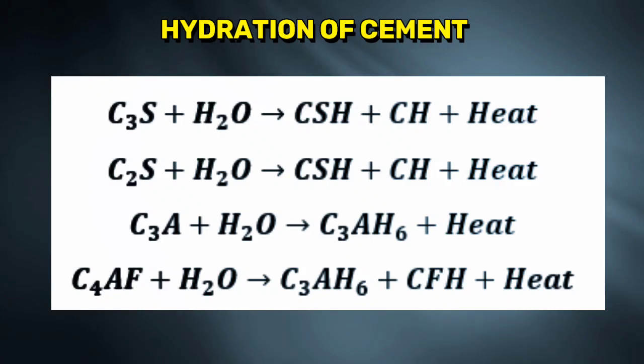Now, gypsum is actually added to Portland cement to retard the C3A hydration. Okay, without gypsum being added, C3A hydration will cause the Portland cement to set almost immediately after the adding of water, and we don't want that.